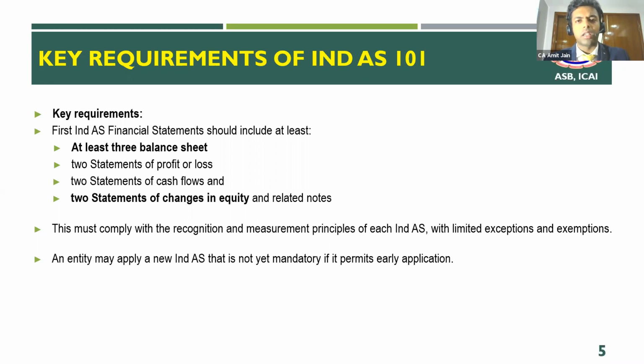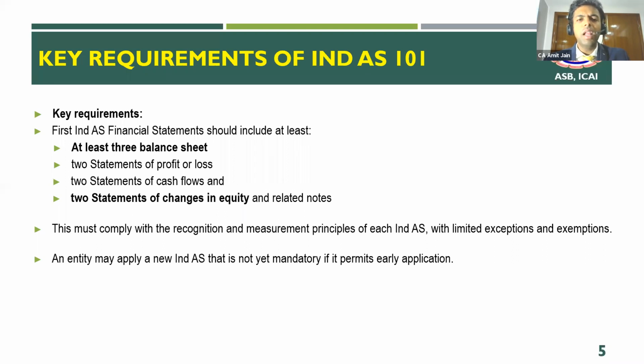So someone may ask why we have 3 balance sheets and 2 P&L, right? The reason is very simple. The balance sheet is always prepared as of a particular date, and P&L is to be prepared for a particular period and not for a particular day. Therefore, the periods of P&L will be 2018 to 2019, and similarly 2019 to 2020. So there will be 3 balance sheets and 2 P&L in my first IND-AS financial statement.